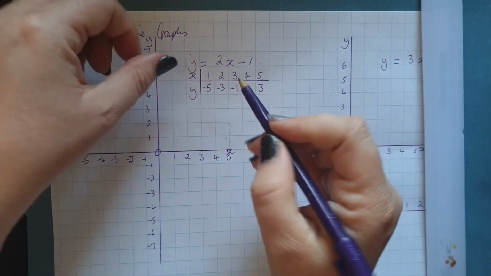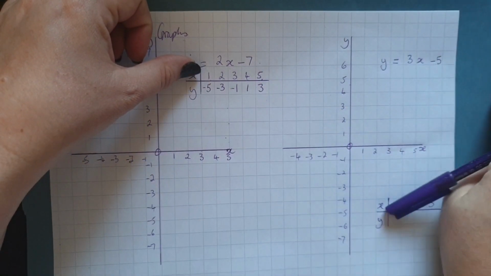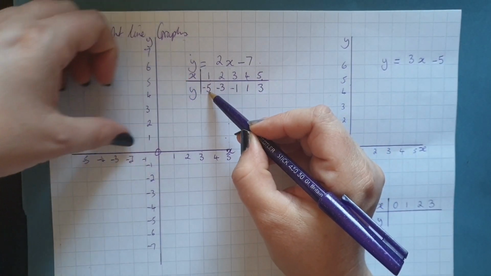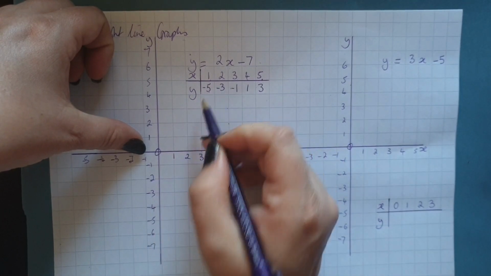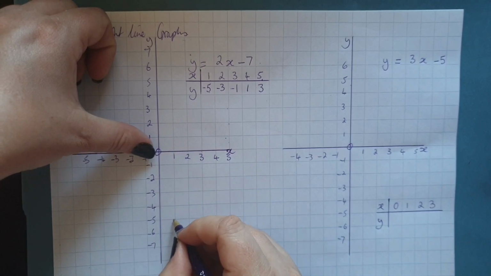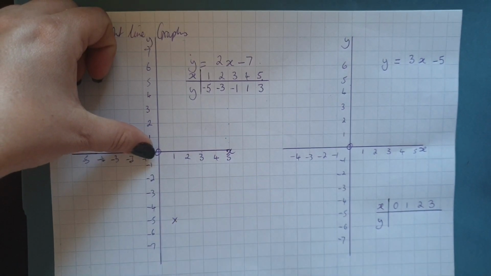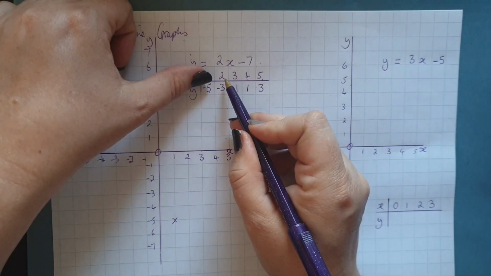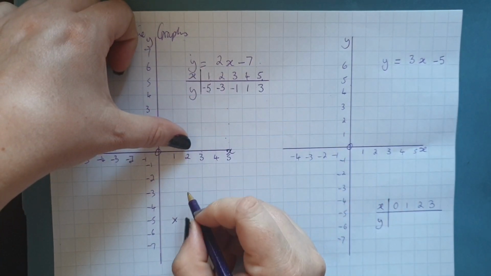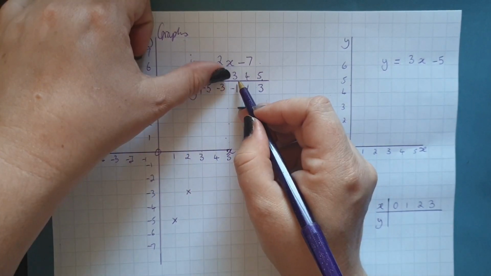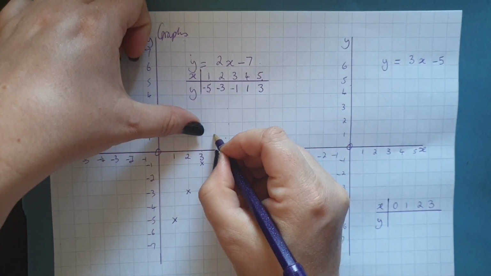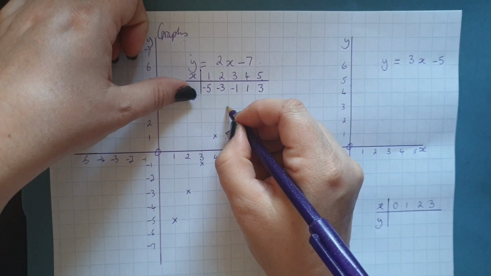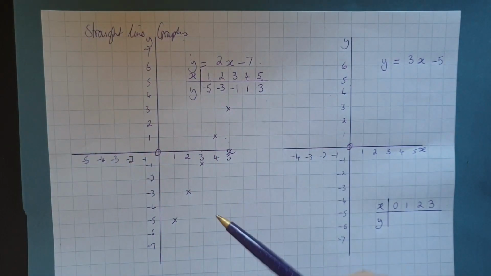Okay, now 1, -5. Sorry, not 1, 5, 1, -5. Like before, along the corridor, up and down the stairs. And again with maths you plot it with a nice neat cross. 2, -3. 3, -1. 4, 1. 5, 3. Now you will see that they have formed a nice straight line.